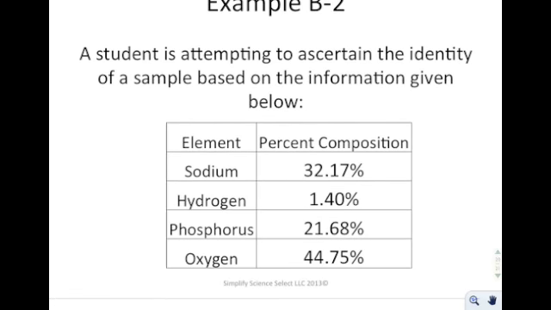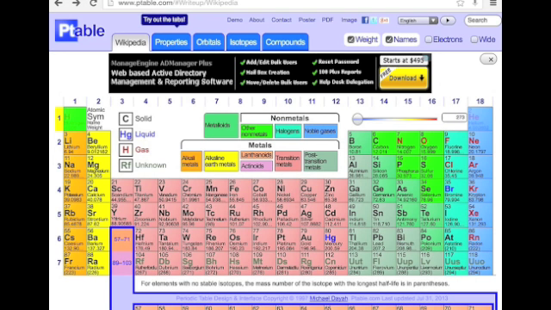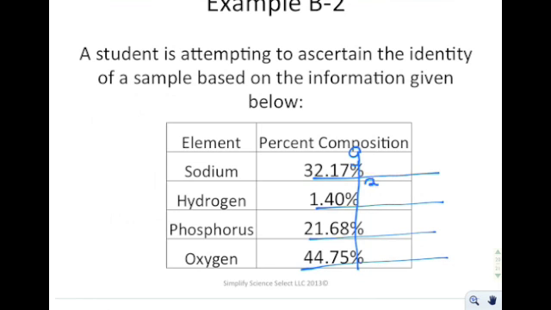Next, it says a student is attempting to ascertain the identity of a sample based on the information below. You have sodium, that's 32.17%, hydrogen, which is 1.4, phosphorus, which is 21.68, and oxygen, which is 44.75. So remember, the procedure is to say that these are all grams now, not percent, and to divide them by the molecular mass. I would go to my periodic table and make sure I knew what the molecular mass for sodium is. Sodium is element 11, and it says 22.989, which is roughly 23. So we'll say divided by 23.